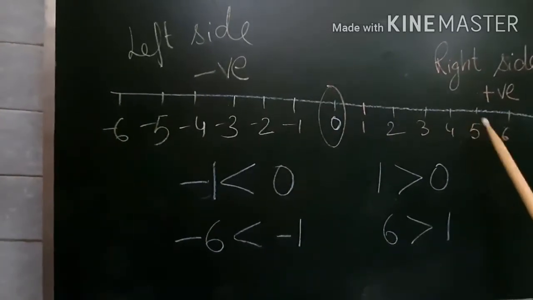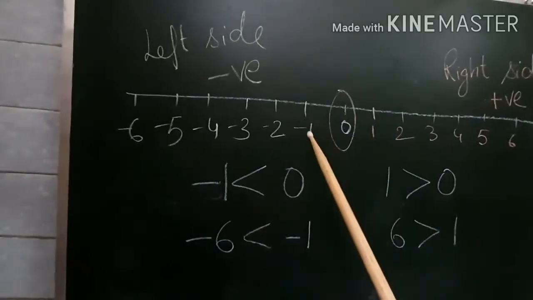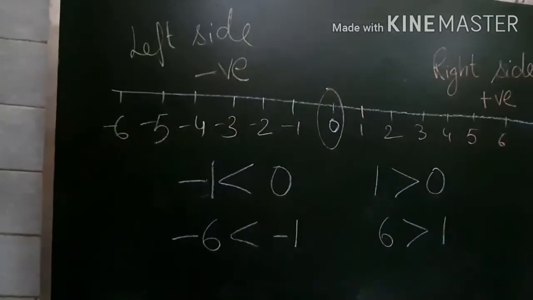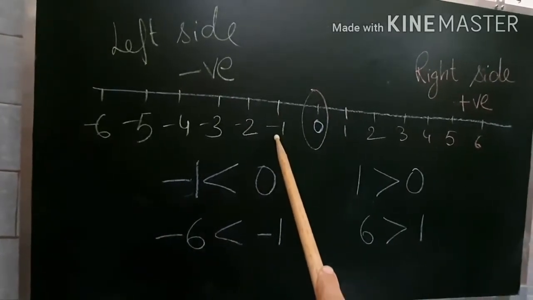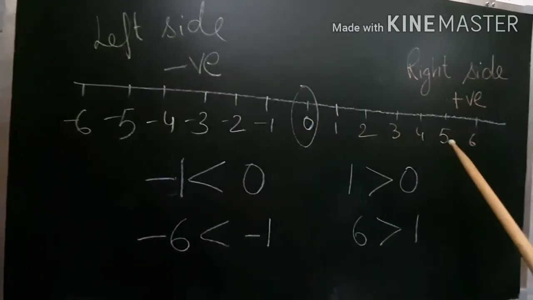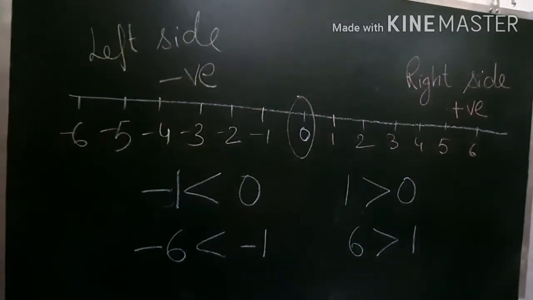Here 5 is greater than 2, 2 is greater than 0, 2 is greater than -1. So the smaller in the negative is the bigger integer. But in case of positive integers, the number which is bigger is only bigger.